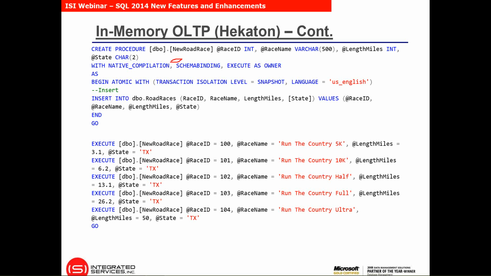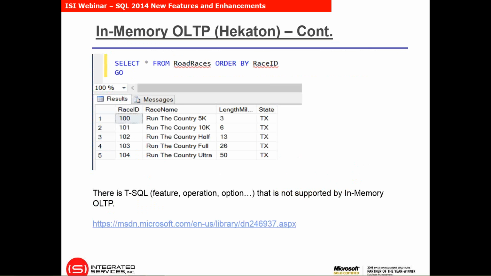You execute the stored procedure just like you would any other. Execute new road race, and I put values in there: 5K, 10K, half marathon, full marathon, and ultra. No, I've not done most of those. Here are the results. I just wanted to show how you get data out of an in-memory OLTP table just like you would any other. However, there are limitations, and there is T-SQL that is not supported by in-memory OLTP.